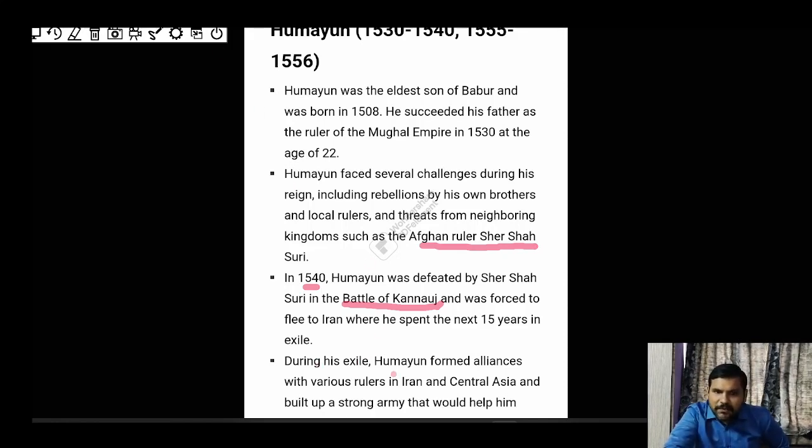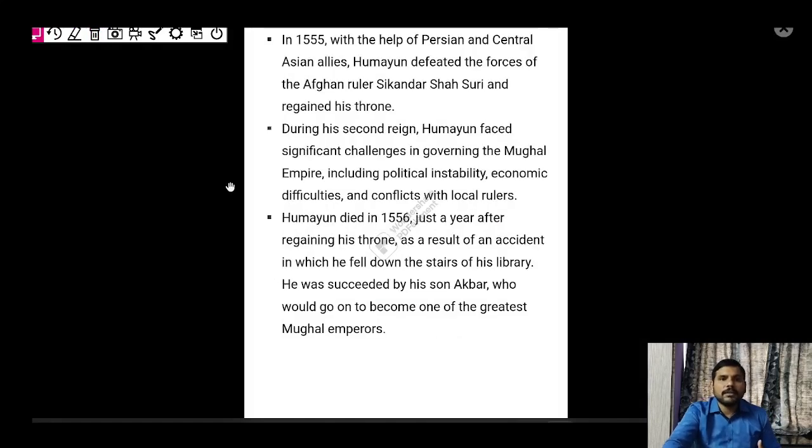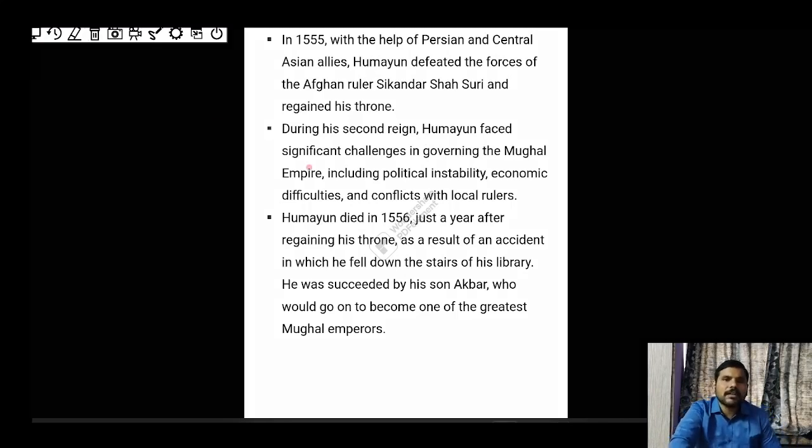During his exile, he formed alliances with various rulers in Iran and Central Asia. After forming those alliances, he came back to India and conquered the throne again with their help. And the second reign of Humayun started. Obviously, it is common with all emperors: whenever the local landlords sense insecurity or weakness, there is always some form of rebellion or revolt. Similarly, when Humayun came back, he faced significant challenges governing the Mughal Empire. There was political instability. Anyway, he was succeeded by his son Akbar.